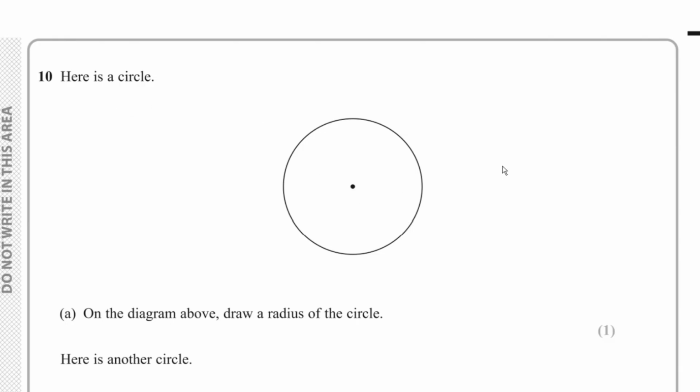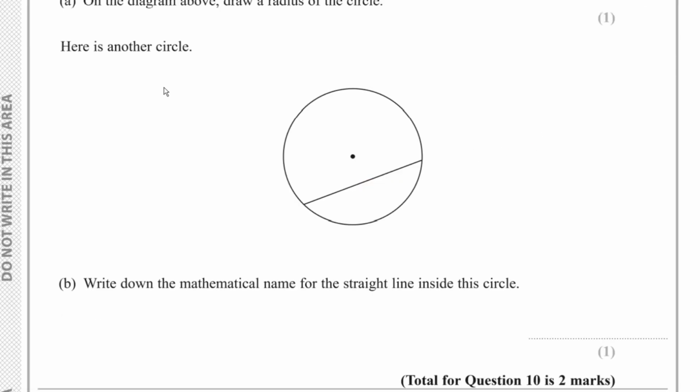Question number 10. Here is a circle. Part A, on the diagram above, draw a radius of the circle, where the radius goes from the centre to the circumference. Here is the radius, I'll call it R. Here is another circle. Part B, write down the mathematical name for the straight line inside the circle. We go from one point on the circumference to another, therefore here we have a chord.